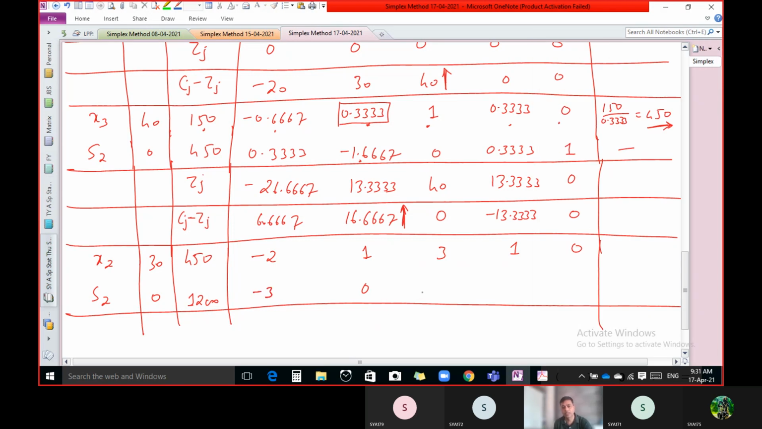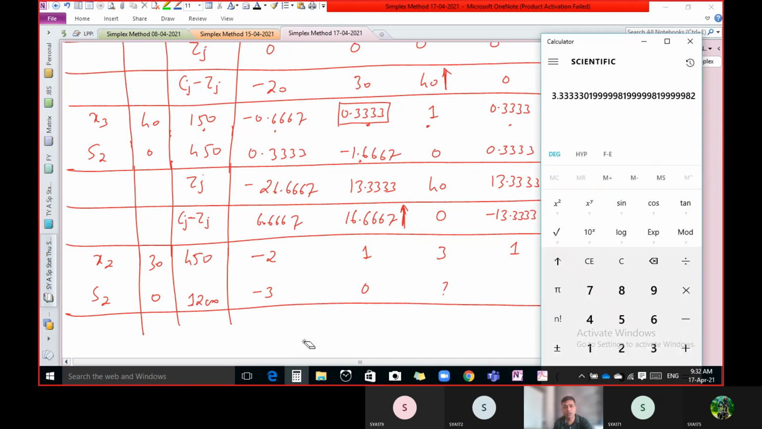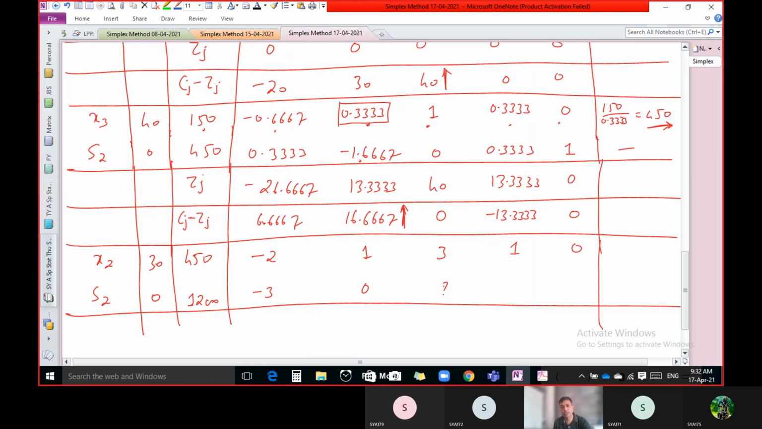Now this 0 minus what? So it is 1 into this, divide by this. So 1 into this is 1.6666, but the minus sign is there. So 1.6666 divide by 0.33333. So we get 5. So 0 minus minus 5. So we get, once again, 0 minus this into this divided by this is 5. But minus, so 0 minus minus 5, that is plus 5.